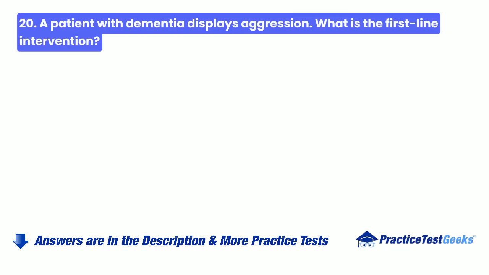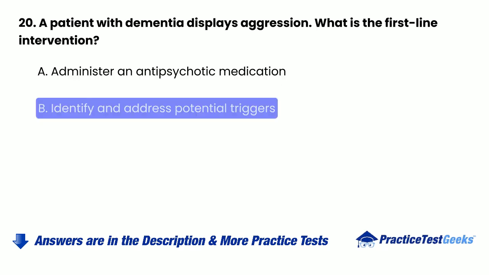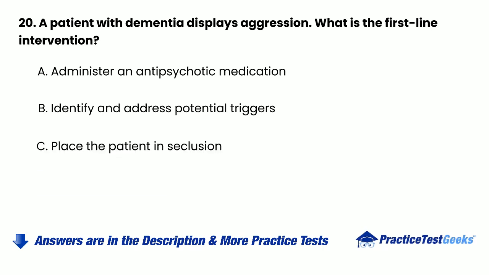A patient with dementia displays aggression. What is the first-line intervention? A. Administer an antipsychotic medication. B. Identify and address potential triggers. C. Place the patient in seclusion. D. Ignore the behavior.